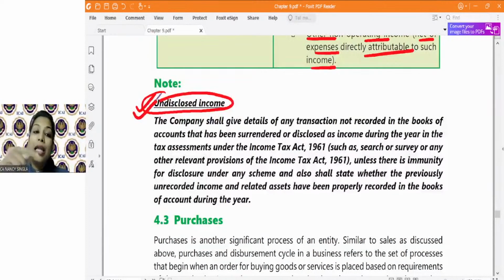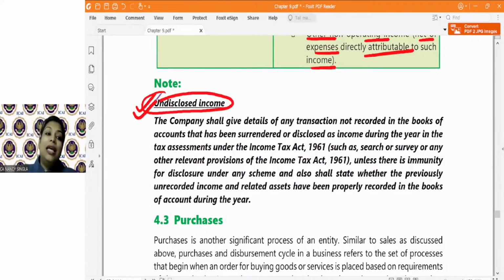ठीक है. Now this clause requires that if there is any such income which has been surrendered or disclosed as income during any income tax assessment, then the company is required to disclose such undisclosed income जो आपने पहले डिस्क्लोज नहीं किया था, and the company is going to mention as to whether such income and whether such assets that were not recorded earlier, whether now they have been properly recorded in the books of account during the year, है ना.